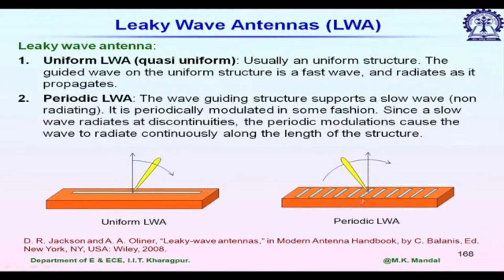If we analyze any periodic structure, it can be shown that any mode propagating along the structure is the summation of infinite Floquet modes, and at least one of these Floquet modes will be a fast wave, and we will have radiation only from that mode, which is the fast wave.